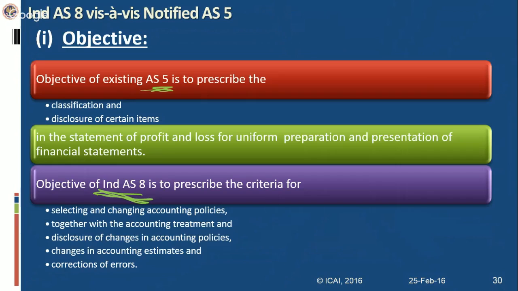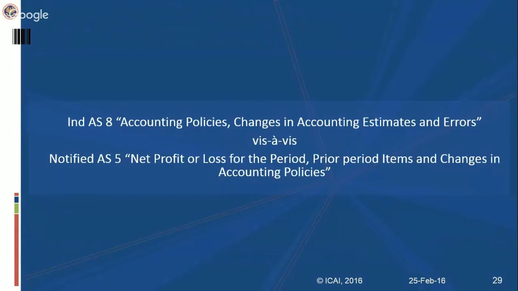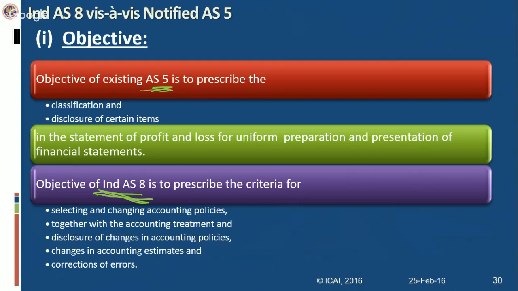Objective of existing AS 5 is to prescribe the classification and disclosure of certain items. As you can see from the name itself, net profit or loss for the period, prior period items. This is a special type of item which deals with prior years, and changes in accounting policies. Accounting policies we already know as per AS 1, and if there is any change, how will we deal with it? And from the name of Ind AS, you see accounting policies, changes in accounting estimates and errors. So here we are dealing with estimates and errors and their treatments in detail. But here our main focus is slightly different. So from the name itself, we can see the different aspects.